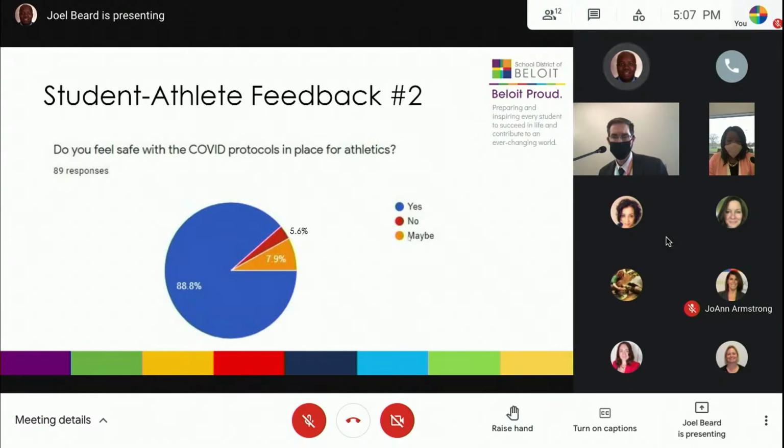For question number 2, do you feel safe with the COVID protocols in place for athletics? 88 or 89% say yes, 7.9 or 8% say maybe, and that's a typo there. We had a little bit less than 3% say no.